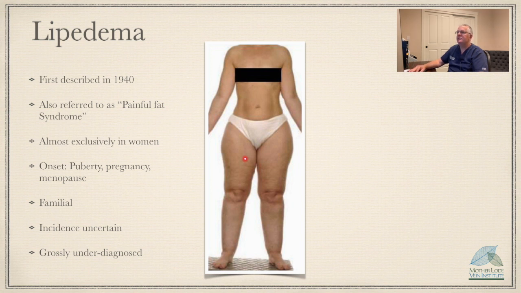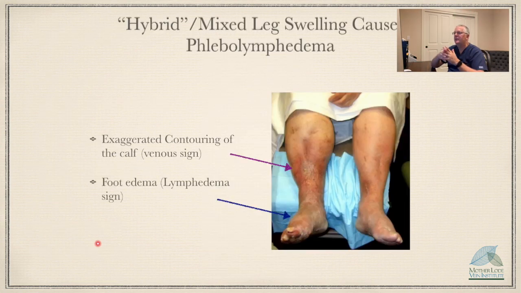So that's maldistribution of fat, and it's almost, like I said, exclusively, well, it is exclusively in women. It used to be called painful fat syndrome because when you palpate the skin, it's tender. First described in 1940. It's typically familial, so a woman will have it. Typically her mom and her maternal grandmother will have it. That's the typical pattern.